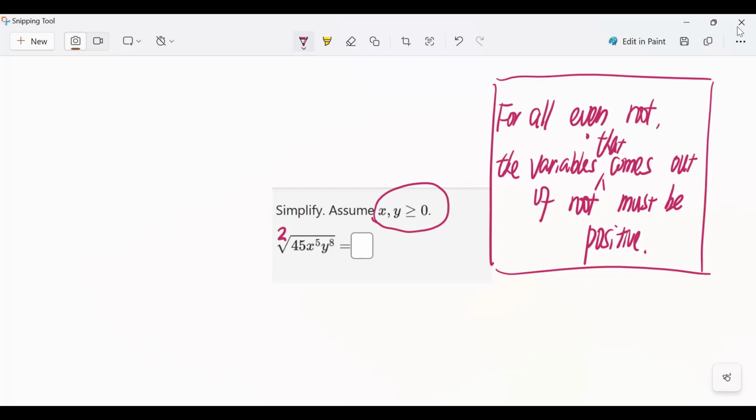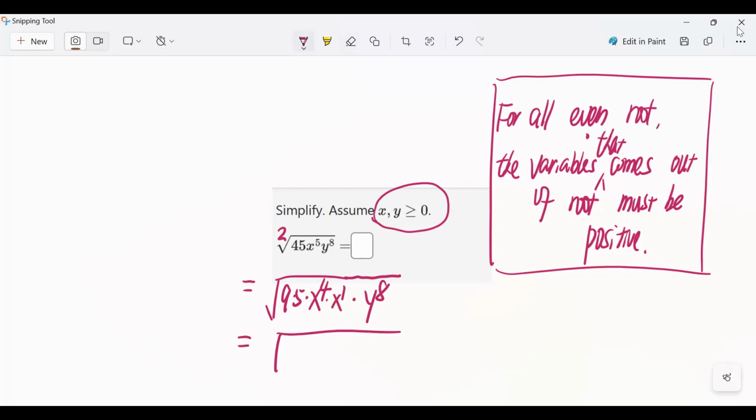All right, so let's try to do this. The maximum perfect square that goes into 45 will be 9, that's 9 times 5, and then break down the x to the fifth as x to the fourth and x to the first. And y to the eighth is already a perfect term, so we don't have to break it down. Let's leave it as is.